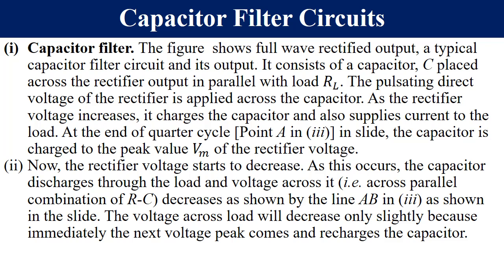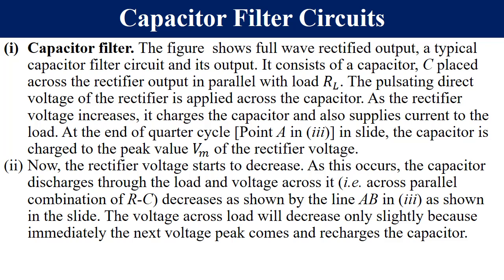I think I've gone through that, but however, let me try to hammer the following points. The capacitor is placed across the rectifier output and also in parallel with the load RL. Then we are saying the pulsating DC is the output of the rectifier and it is applied across the capacitor. And we are seeing that as the rectifier output voltage increases, it charges the capacitor C and also supplies current to the load. Then at point A, which is at the end of the quarter cycle, the capacitor is charged to V subscript M, which is the rectifier output.